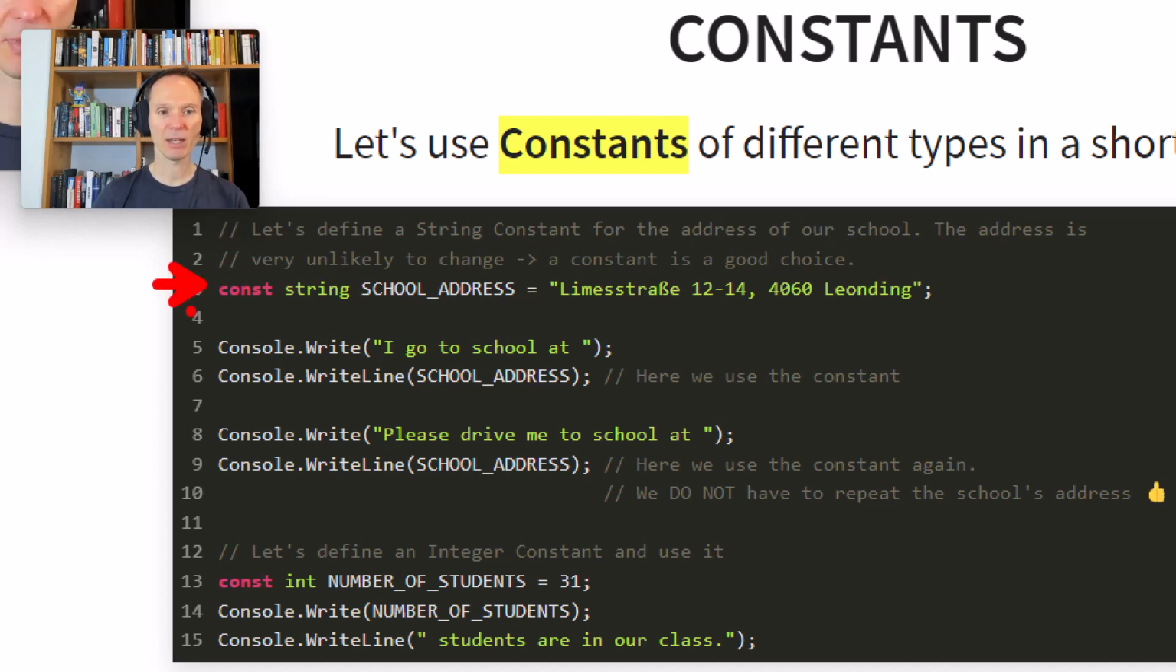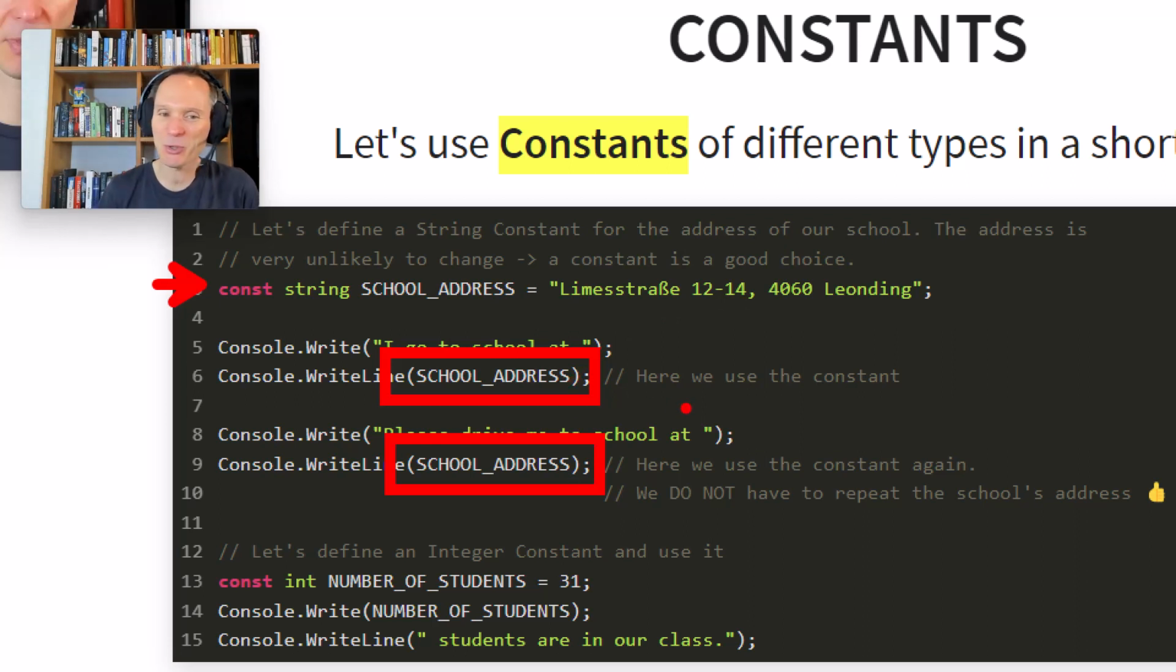See, here is a constant. The constant is called school address, and we use this constant because we need the school address in our application 2 times. This is the address of our school, and we do not want to copy it in 2 locations in our app because maybe at one point in time our school could move, and if that happens, we don't want to go through all the lines of code in our app. We simply want to change it in a single place, and this is what the const here is for.